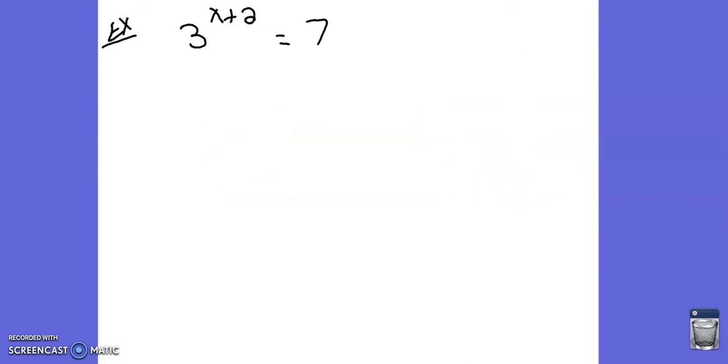So let's look at something like this. Here we have 3 raised to the x plus 2 power equals 7. And the question is oftentimes, well, how do I solve for a variable that has the x in the exponent? One of the things that you've always been taught since Algebra 1 is what you do to one side of the equation, you have to do to the other side. Well, we're going to use logarithms. We're going to literally take the log of both sides.